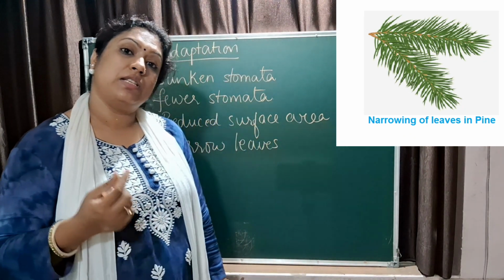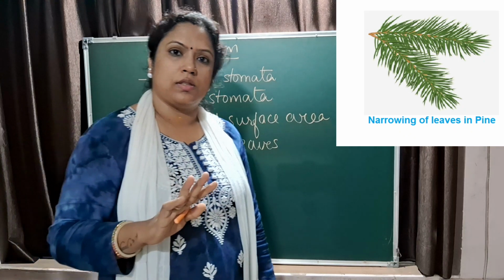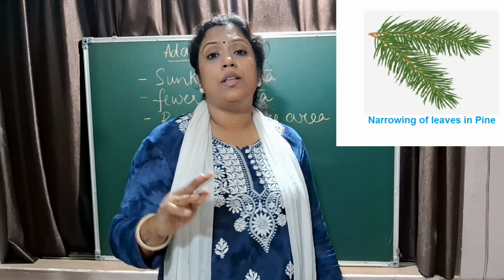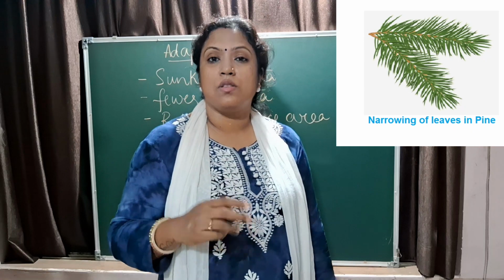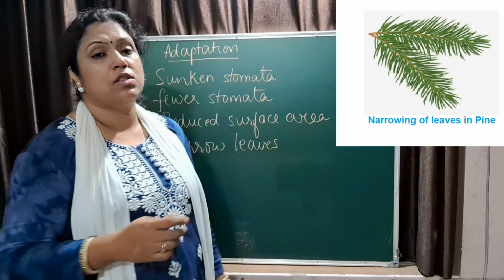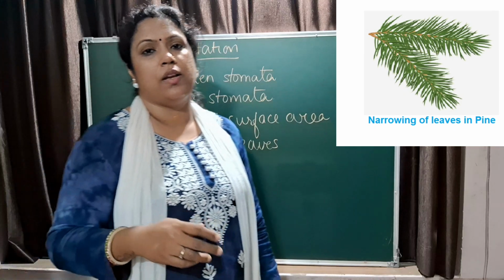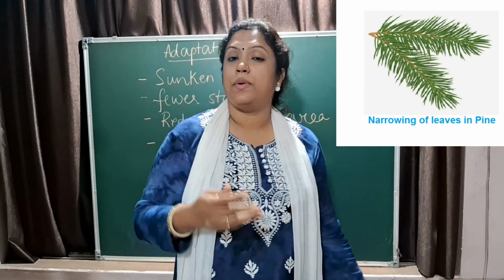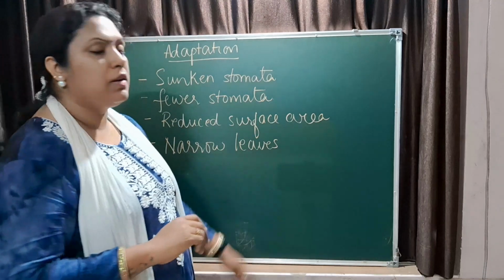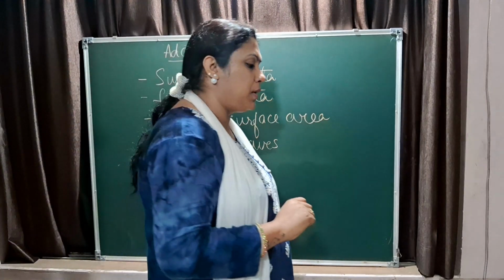Now the function of these needle-like leaves is photosynthesis. They have stomata, but very few. Moreover, the needle shape also reduces the concentration of stomata in the leaves, and at the same time, if water is lost in the cooler countries or cooler areas, it gets solidified. That may affect the plant. So to reduce all those, the leaves are very narrow in certain plants.